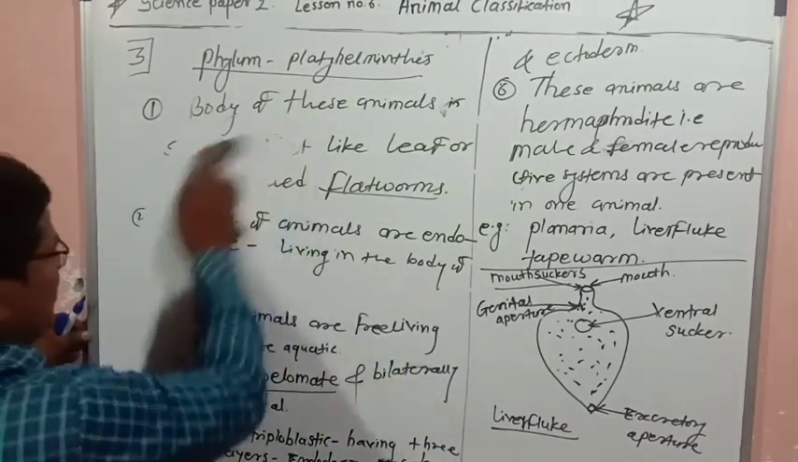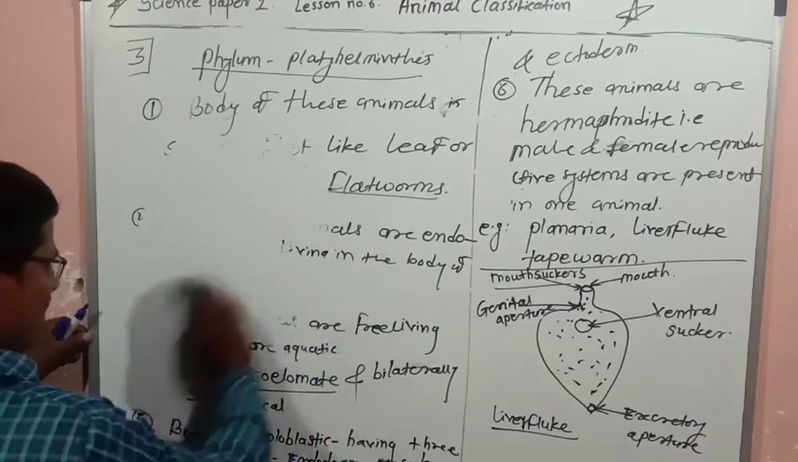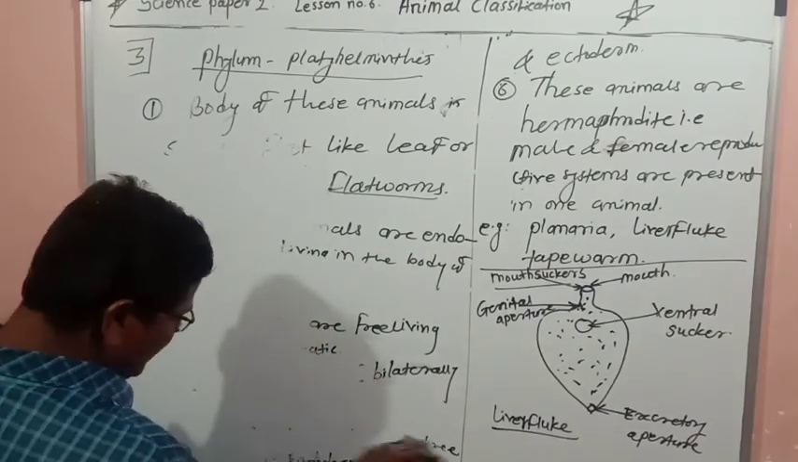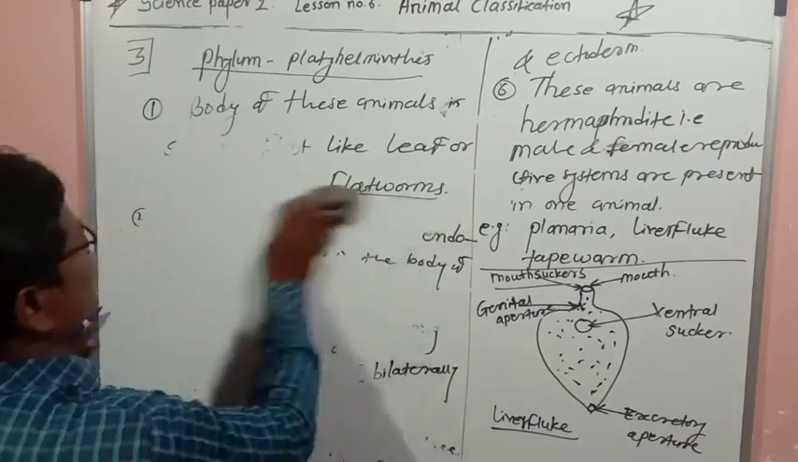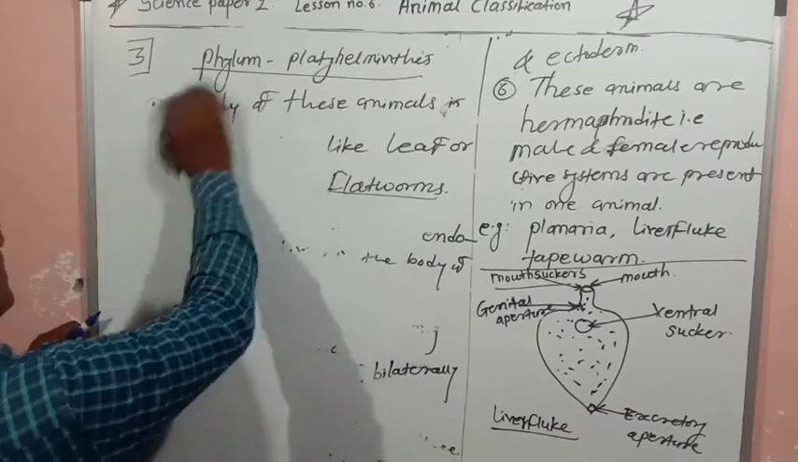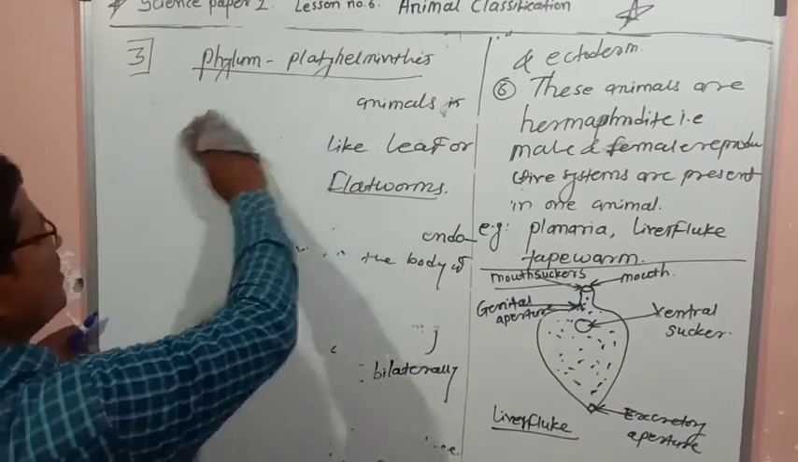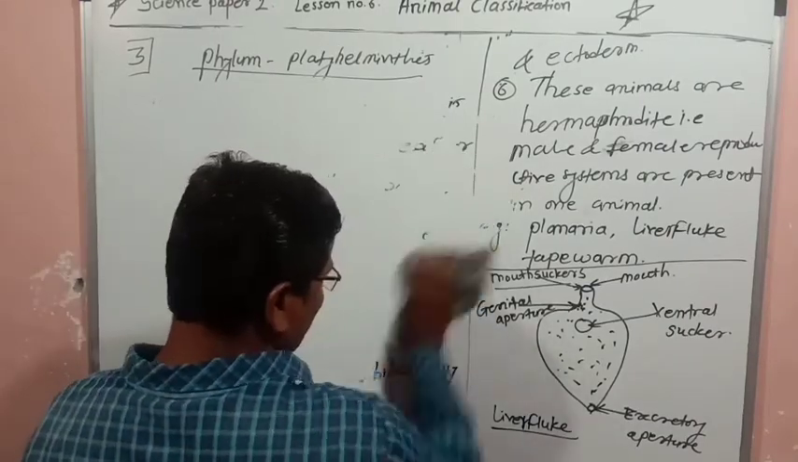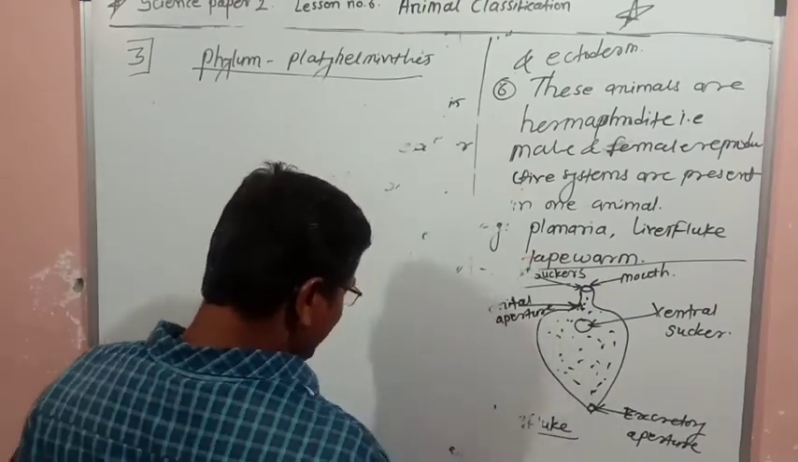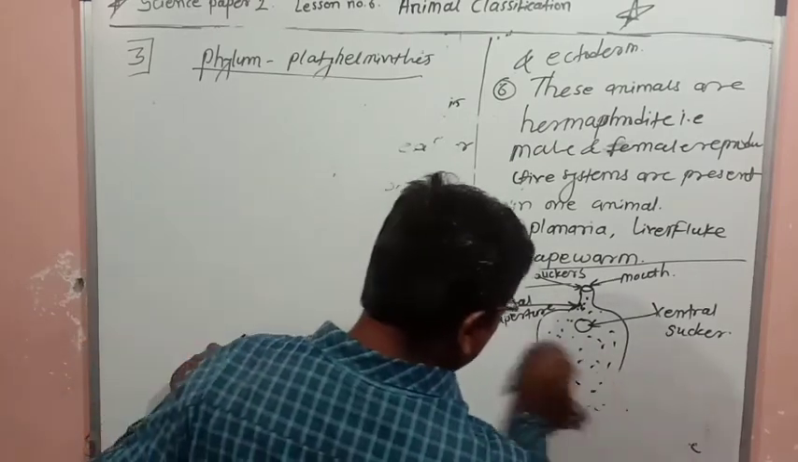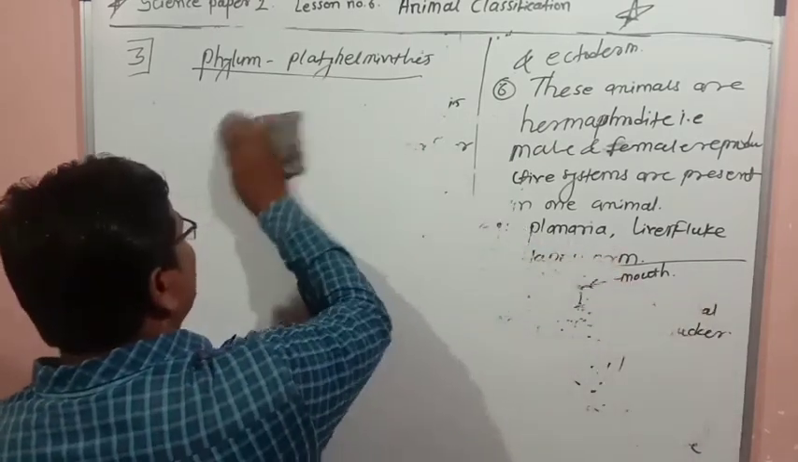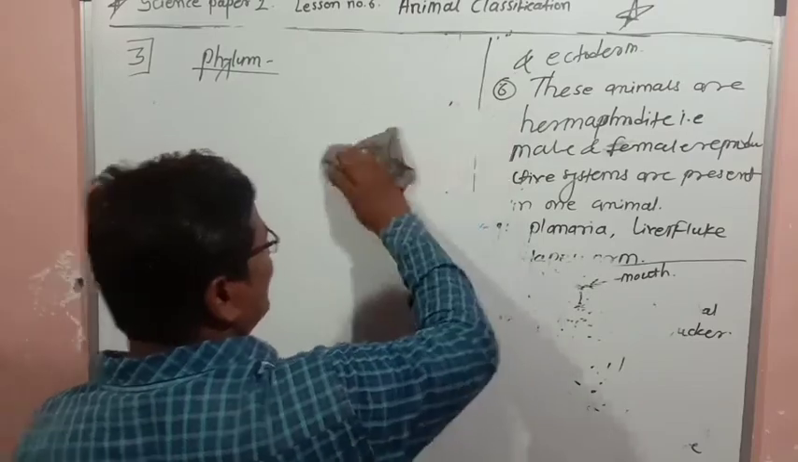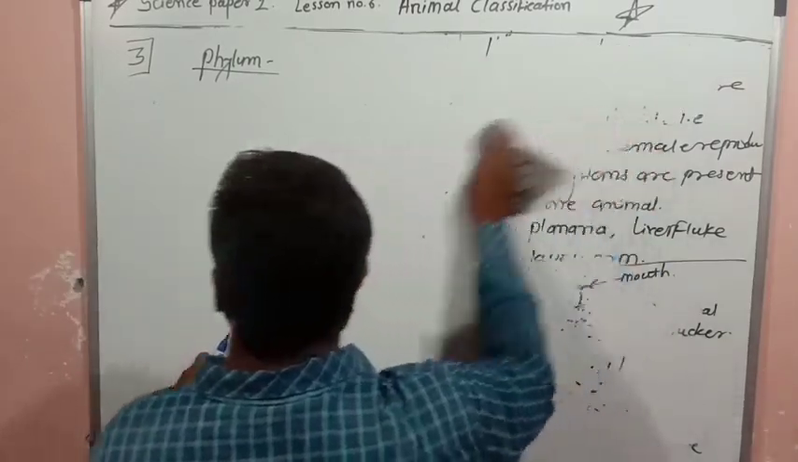After this, we are going to study the next phylum, and that is Aschelminthes. Platyhelminthes we have studied, now Aschelminthes. We'll see the characteristics of Aschelminthes, examples, and why they are called Aschelminthes. That is phylum number 4.